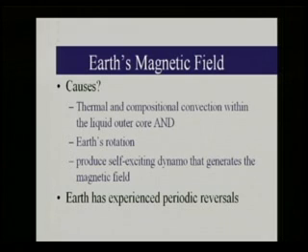We also know through the rock record and lava flows on land that the earth has experienced periodic reversals over its history. So we're not exactly sure why this happens or the mechanism behind it, but we do know from the rock record that periodically, though not at predicted intervals, the North and South Pole will reverse.